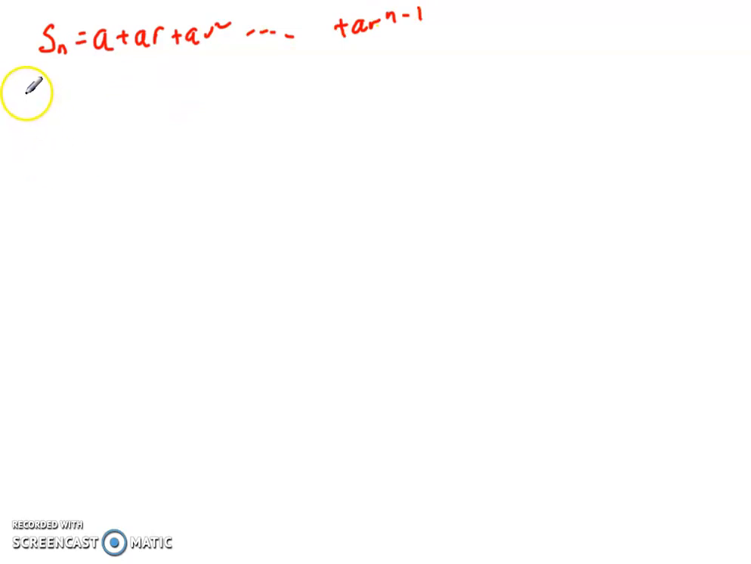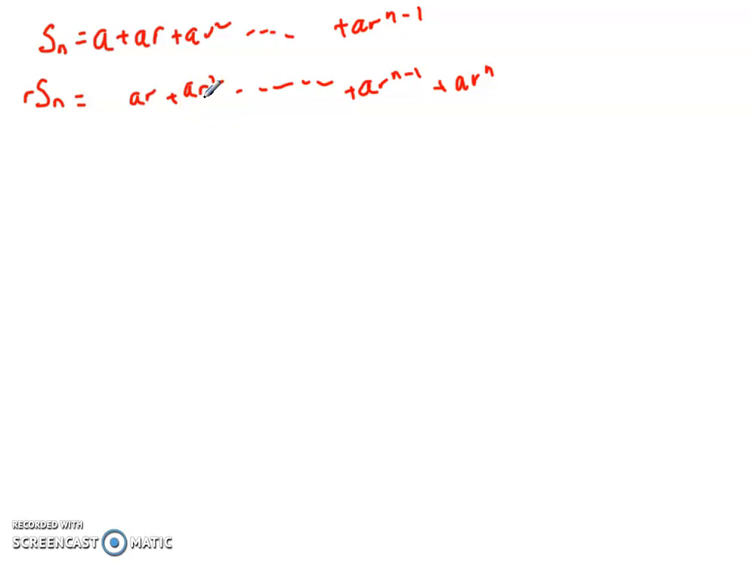If we then take a second sequence, rSn, a second set of numbers, we take this whole first sequence and multiply it by r. What we end up getting is ar plus ar squared, all the way up to plus ar to the n minus 1, but our final term is going to be 1 power higher, so we end up with plus ar to the n, because we've multiplied every single term by r, so the power of r increases by 1.